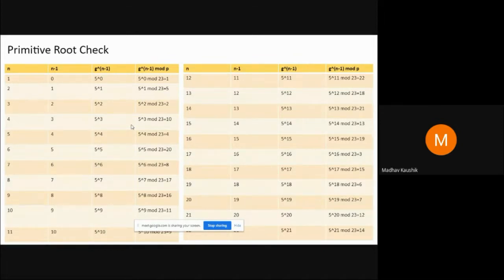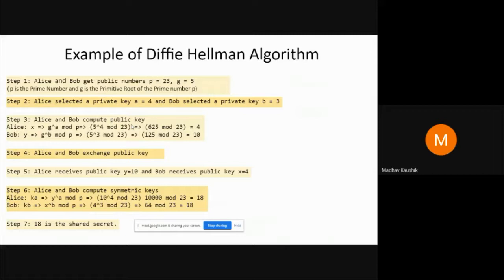There can be other primitive roots for the prime number 23, but for this example, we are considering it as 5. Now Alice and Bob will generate private keys. These private keys will be randomly generated, and the value of these private keys will be less than the prime number. So Alice will generate a private key a equal to 4, and Bob will generate a private key b equal to 3.